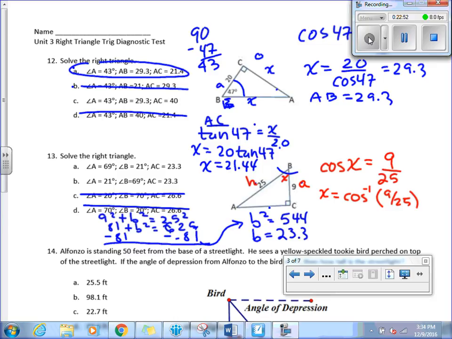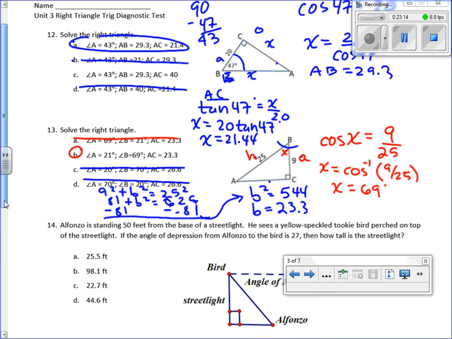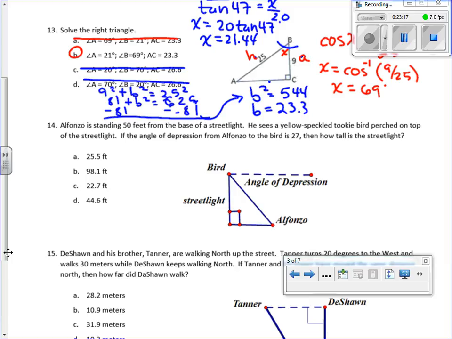So second cosine 9 divided by 25. And I got 68.89, so we're just going to take that up to 69 degrees. And so that's the measure of angle B. So really that's all we have to do, because this is the only one that has the measure. So I'm going to stop it right there and move on to number 14.